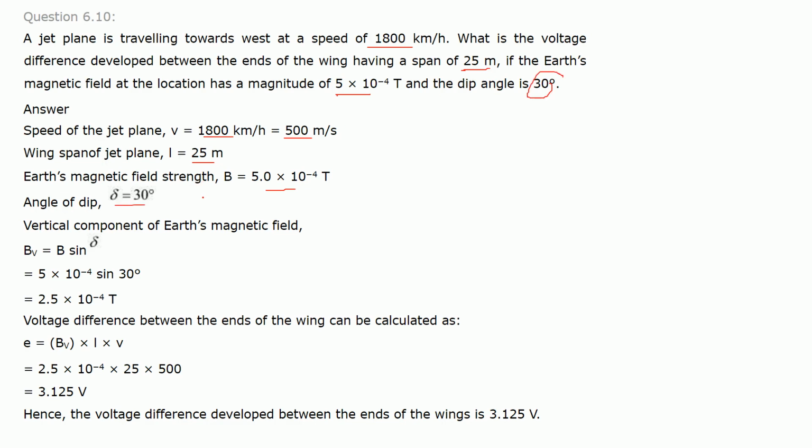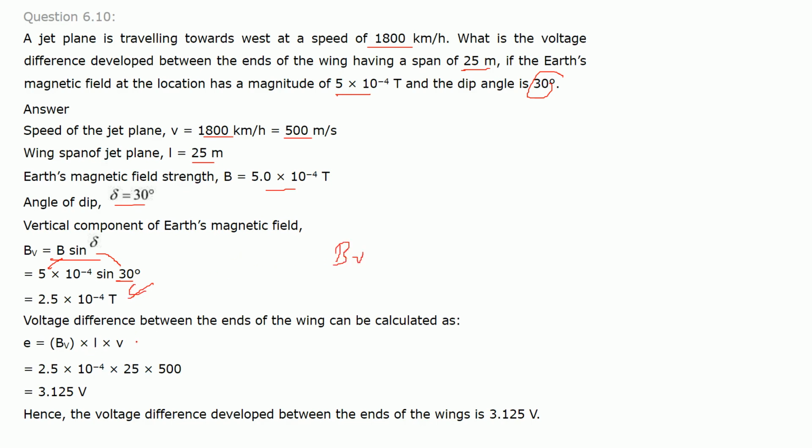So we need to understand that we have to use the vertical component of the Earth's magnetic field, which is BV equal to B sine of this angle. So B is known to us, and sine angle we will use 30 degrees. So this will be the BV, B vertical component.